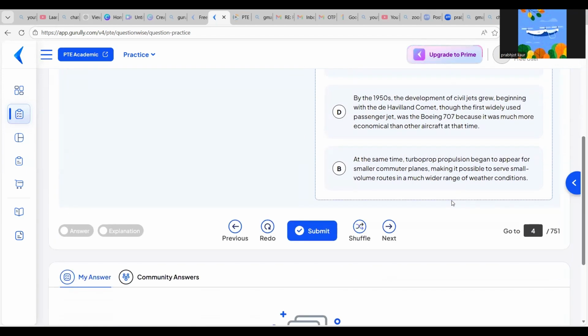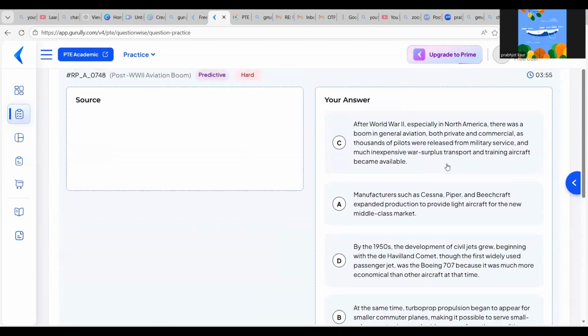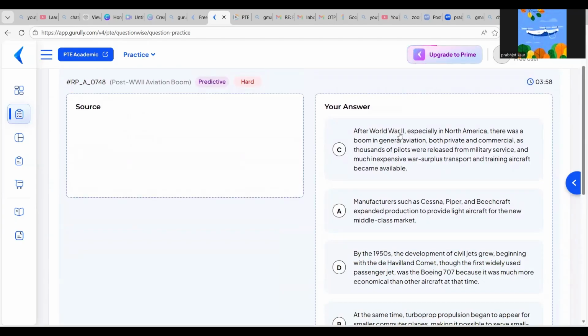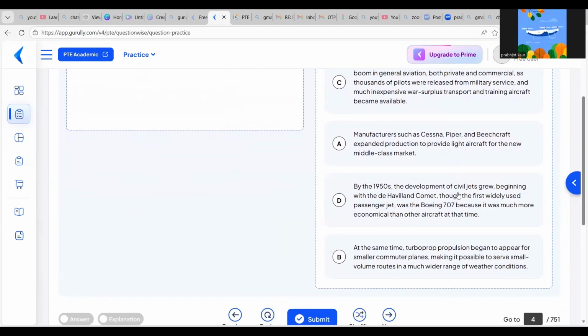And move forward in time to D. So by the 1950s. Notice the timeline: World War Two ended around the mid-1940s, and by the 1950s it comes in the third position. This shows chronological progression, and we talk about the development of civil jets. So after A can be D.